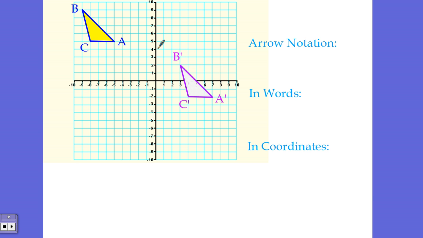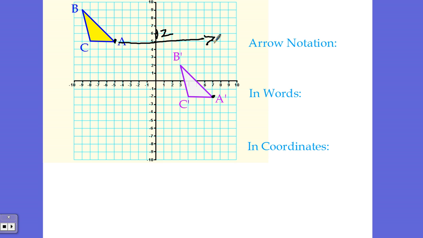So we want to find out exactly how far we went. Let's just look at point A and point A prime. Let's just use those points to start with. To get from A to A prime, I had to go to the right and down. How far did we have to go to the right? We went 1, 2, 3, 4, 5, 6, 7, 8, 9, 10, 11, 12 units to the right. We went 12 units right.